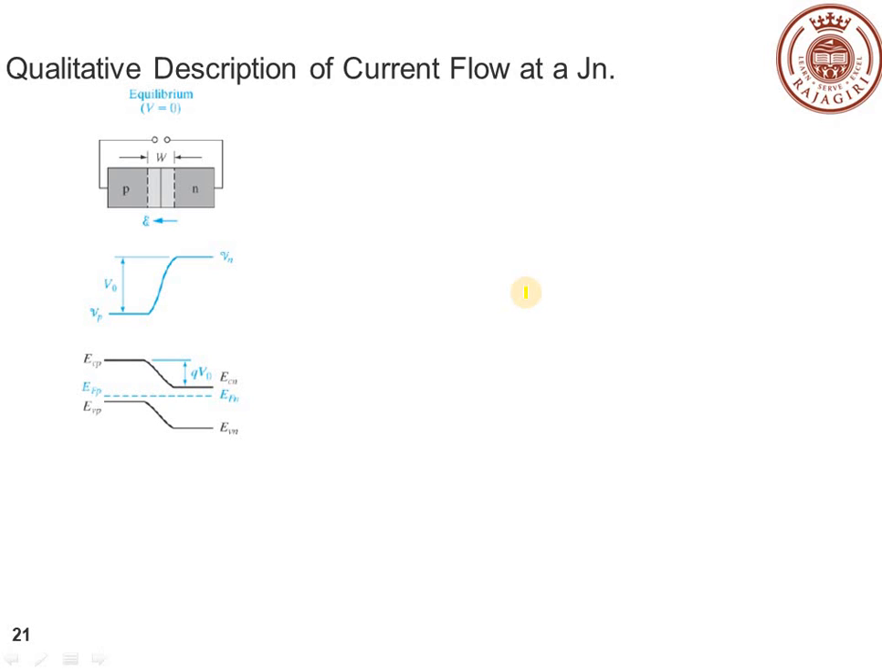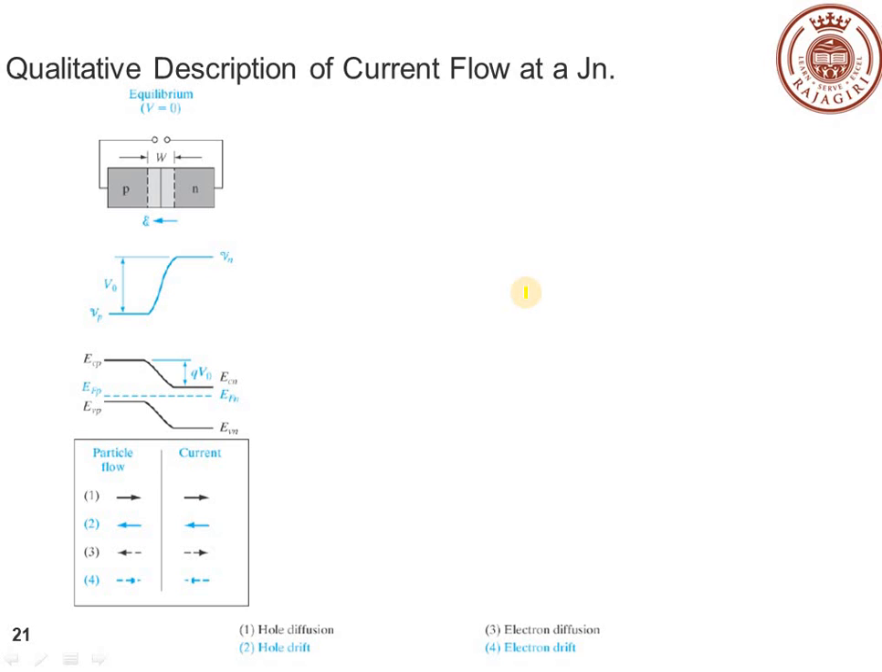Correspondingly, in the energy band diagrams, on the P side our bands are shifted upwards and on the N side our bands are shifted downwards. We can say energy is related with respect to negative charge, whereas potential is related with respect to positive charge. That's why we are having opposite shifts. And the difference between ECP and ECN, or EVP and EVN, is Q into V0.